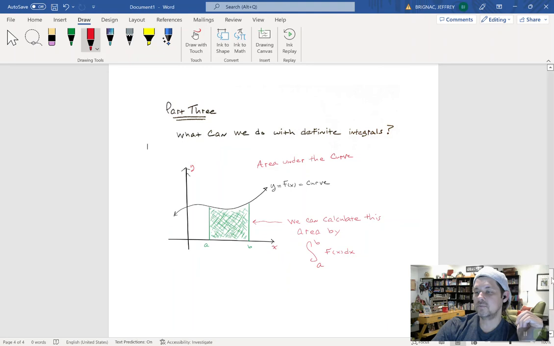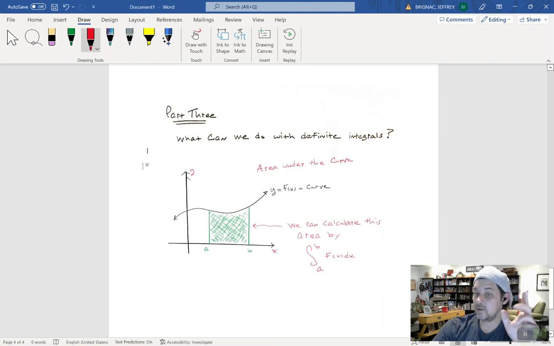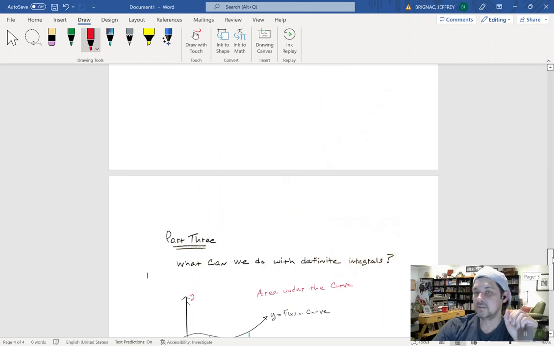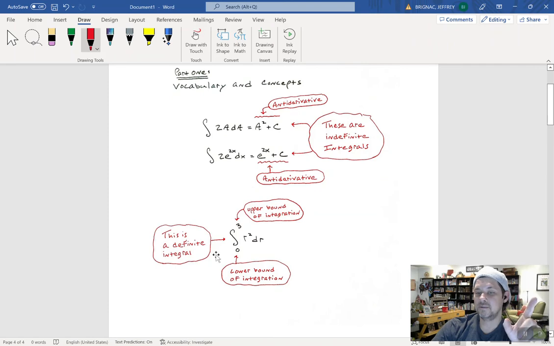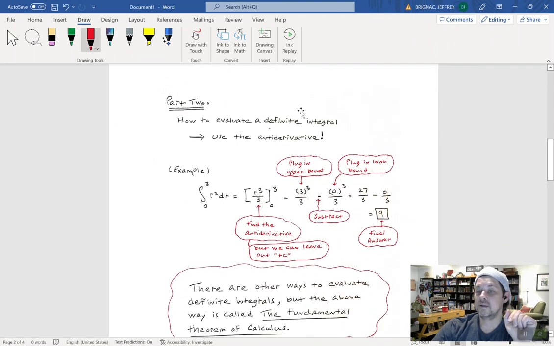Okay, so with other videos, I will show you more about the applications, but for now, we know about the applications, and we know what a definite integral is, and we know how to calculate it.